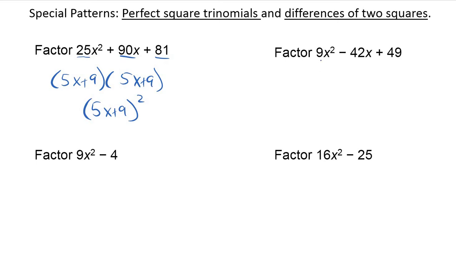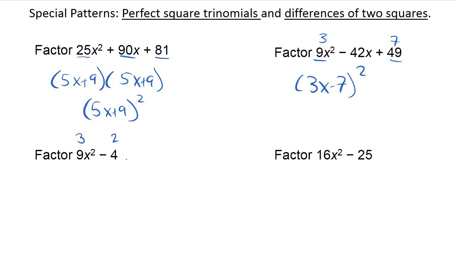How about this one? 9, 49, well, 3 and 7, right? Will it work? 3 times 7 is 21. Double it, you get 42. Now it's negative in the middle, so it's just going to have to be negative. So this is 3x minus 7 squared. Hey, look how quick that is. Now, how about these guys? Sometimes these look intimidating. Wait, they only have 2 terms. Where's that middle term? Well, they're even easier, okay, because they're a difference of two squares.